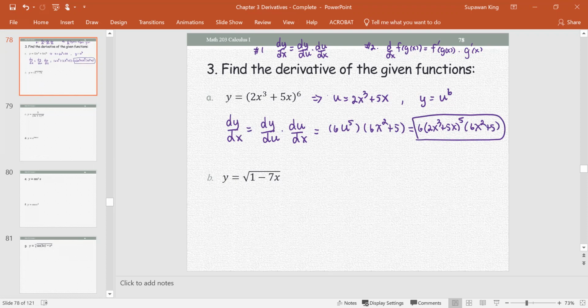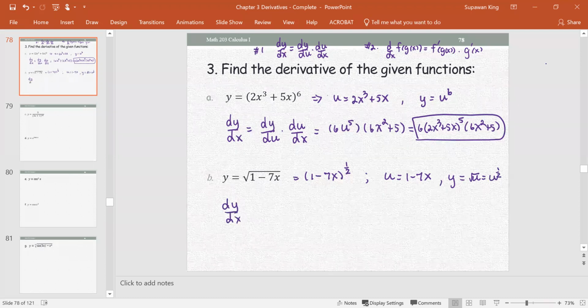Part B, y equals the square root of 1 minus 7x. We rewrite it as the quantity 1 minus 7x to the power 1 half. In this case, we can see u as 1 minus 7x, and the function y is the square root of u, or u to the 1 half power. The dy by dx, or y prime, is the product of dy by du and du by dx.